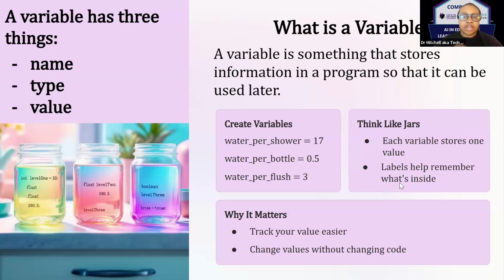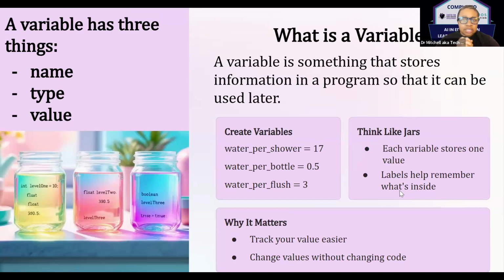What is a variable? A variable is something that stores information in a program so that it can be used later. A way to really think about this is thinking about a variable as a jar. Each variable stores one value. The labels are there to help us remember what is inside and what's stored.